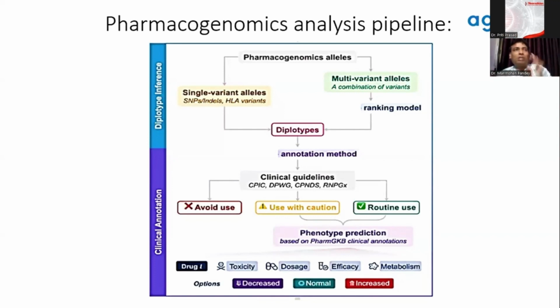Normally, after sequencing, once we get the data, we align it onto the genome. Once we align onto the genome, then after variant calling, we get the variants, which are either single nucleotide variants, CNVs, or insertion-deletion variants. Based on those variants, we can have single variant alleles, which may be single pharmacogenomic variants, or a combination of pharmacogenomic variants, that is, multiple variant alleles. Based on that, diplotypes are made, and after that we have different annotation methods.